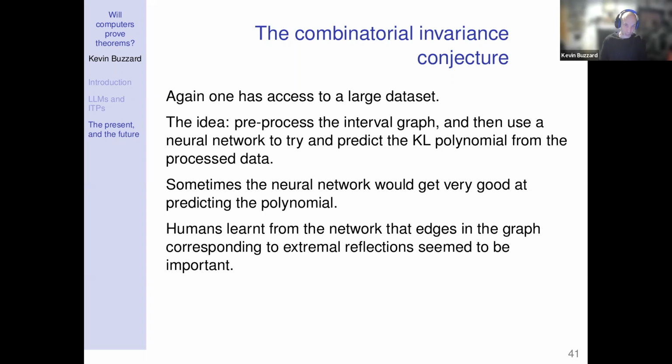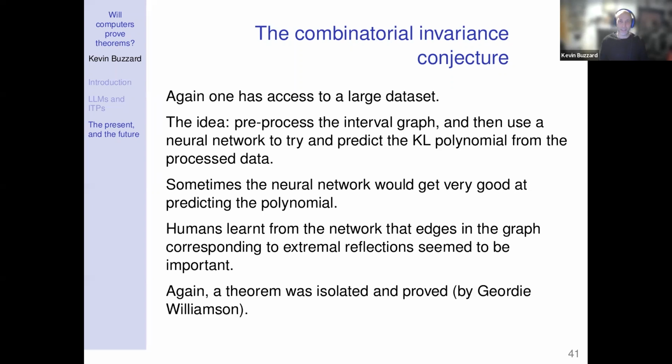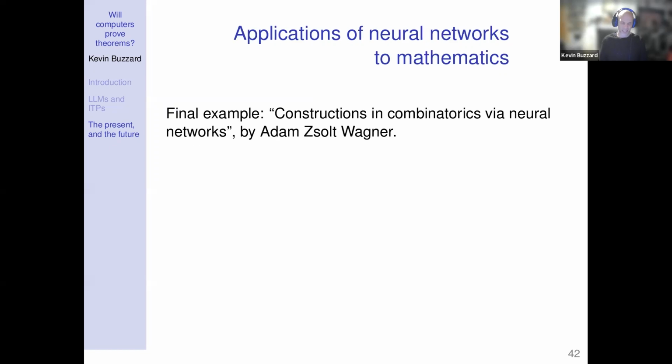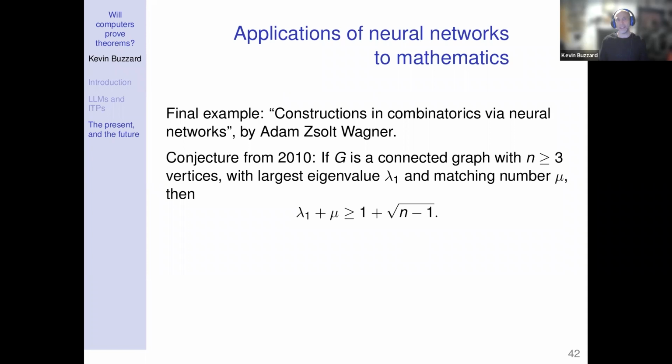And so this was the clue that the human needed. And ultimately, a theorem was isolated and proved by Williamson, relating this graph to this polynomial. So last example, computers and humans working in tandem, or AI and humans working in tandem. This is constructions in combinatorics. So again, it's a construction from graph theory.